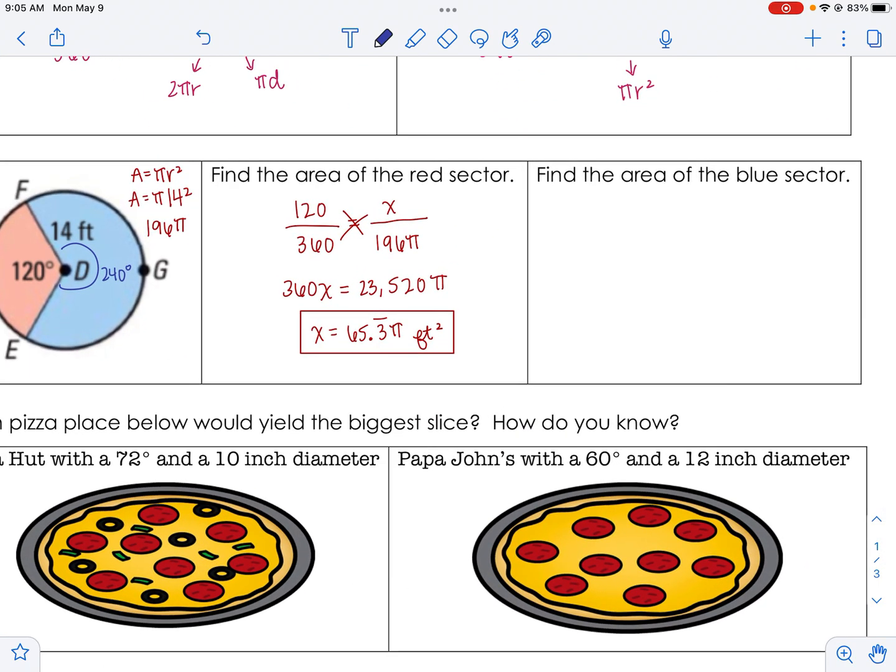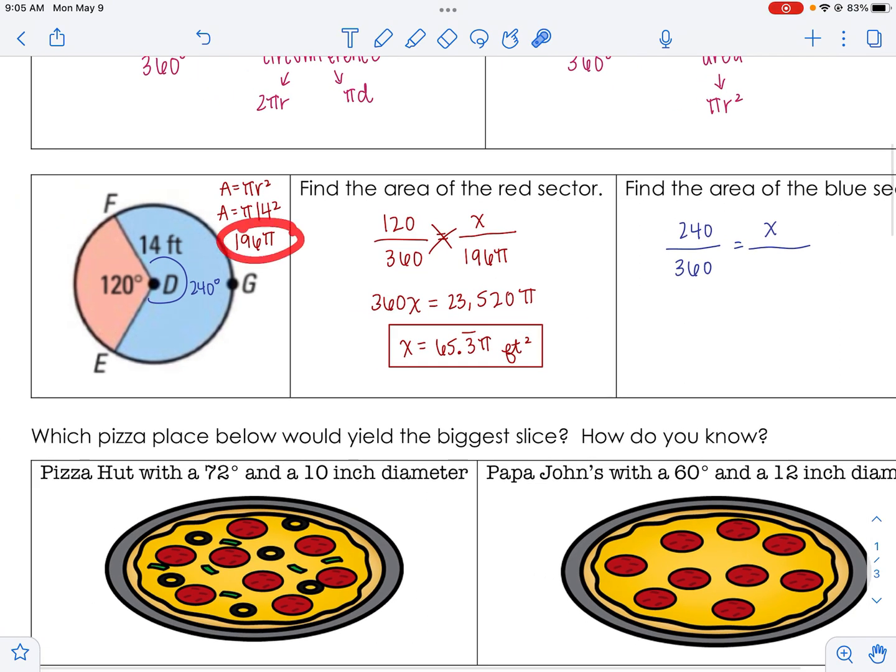So I'm going to set this up again. So 240 over 360 equals x over the area of the circle. Well, I'm going to use the same area that I did before. It's still 196 pi. And now I'm just going to cross multiply and divide.